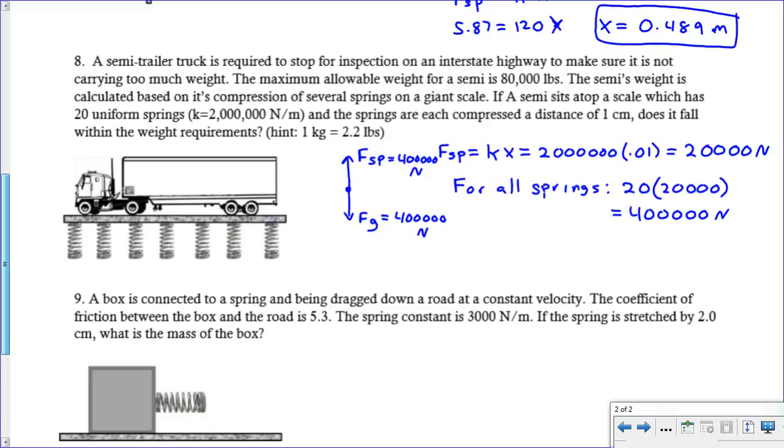And then we can use that to figure out what the mass of the truck is. The mass is equal to the gravitational force divided by 10, which ends up giving you 40,000 kilograms. Then we have to convert that to pounds. You multiply by 2.2, and you should see that this equals 88,000 pounds. Which means that it is too heavy.